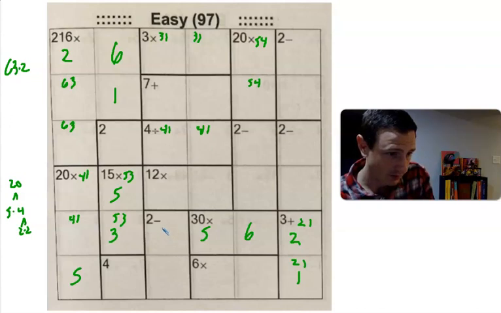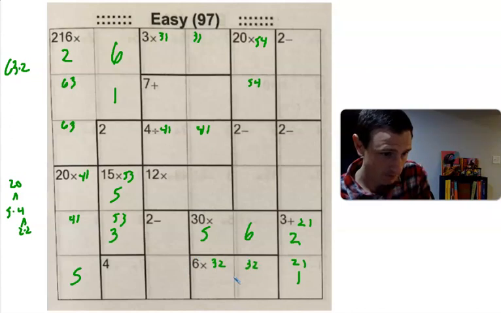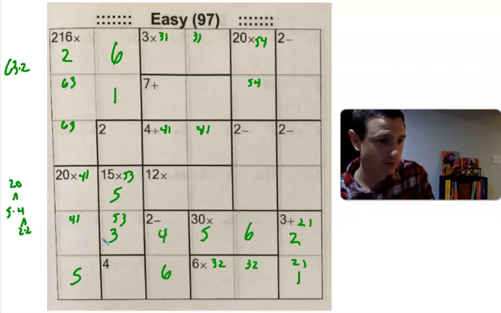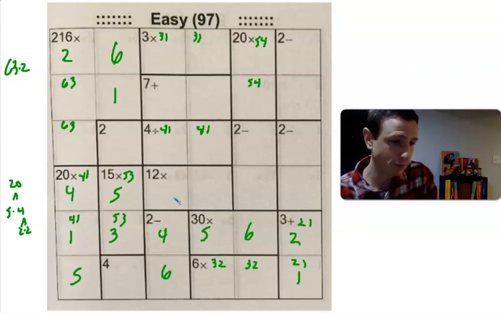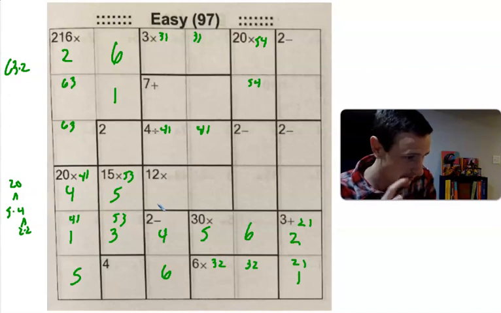Just need to put a 1 and a 4. 4 and 2. Well, this can't be 6 and 1, this has to be 3 and 2. So this has to be a 6. 6, 5, 4, 3, 2, 1. So this has to be a 4. What are we doing on time? 44 seconds. I could still finish this up, I hope.